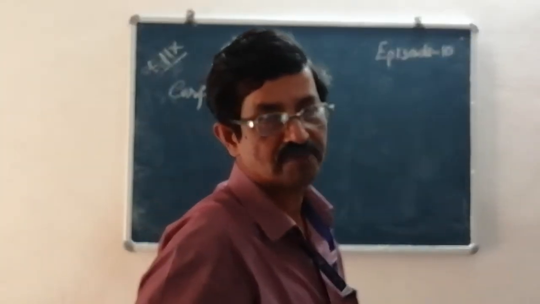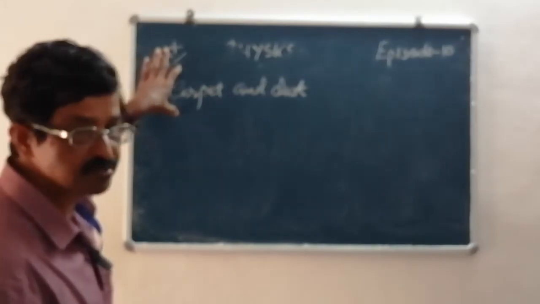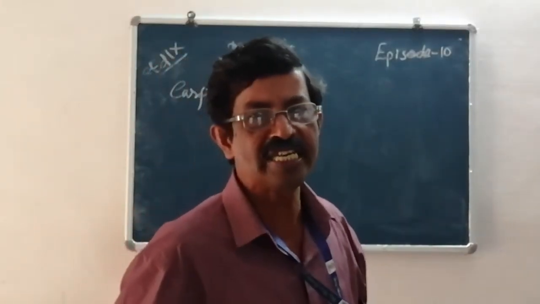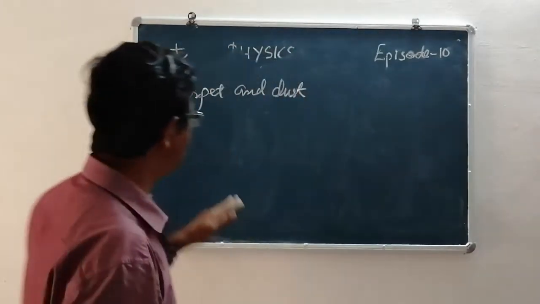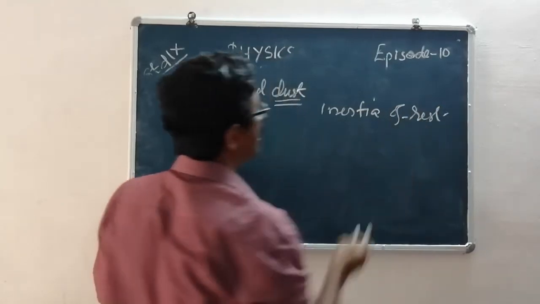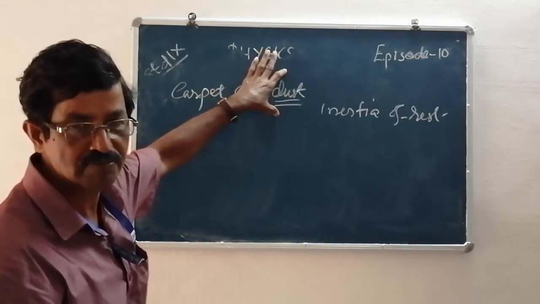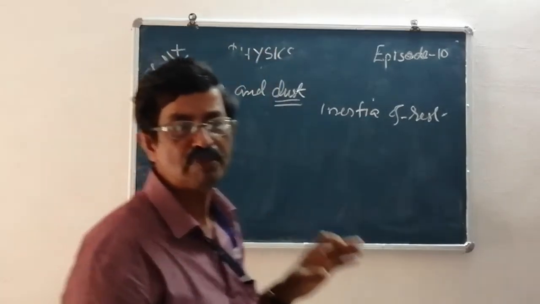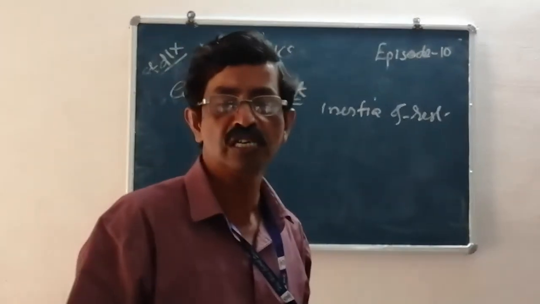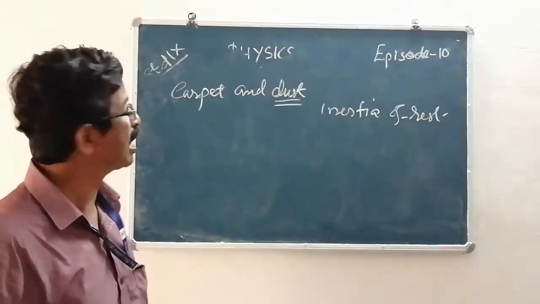Here we can consider inertia of rest. But when the carpet is beaten with a stick, the carpet moves, but the dust remains there at rest. Because of that, dust gets separated from the carpet due to inertia of rest. Once again, before beating with a stick, carpet and dust were at rest, that means inertia of rest for both of them. But when we beat with the stick, the carpet moves, but the dust continues to be at rest due to inertia. So they were separated and dust falls down due to that.